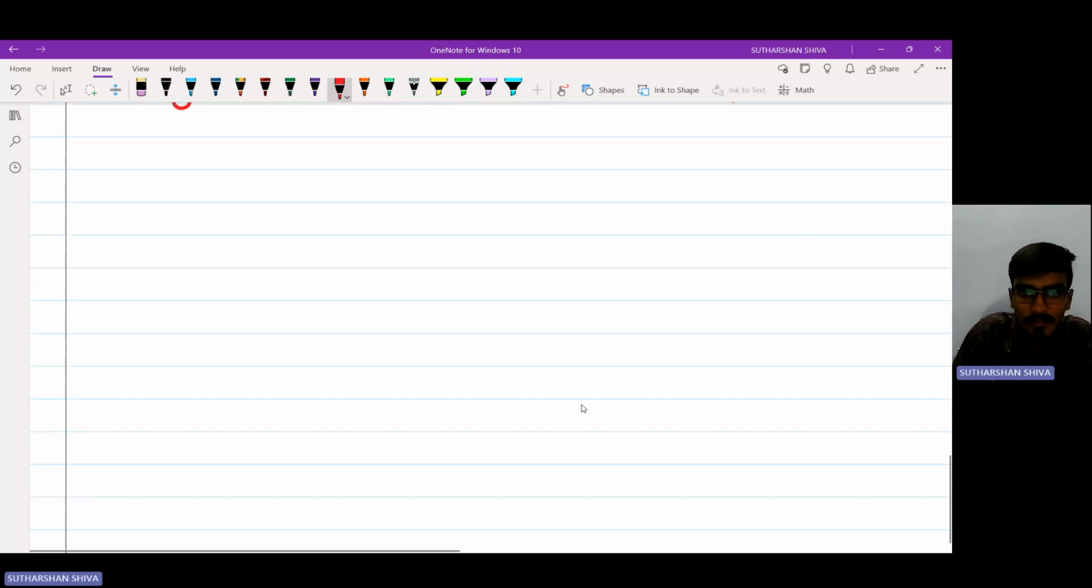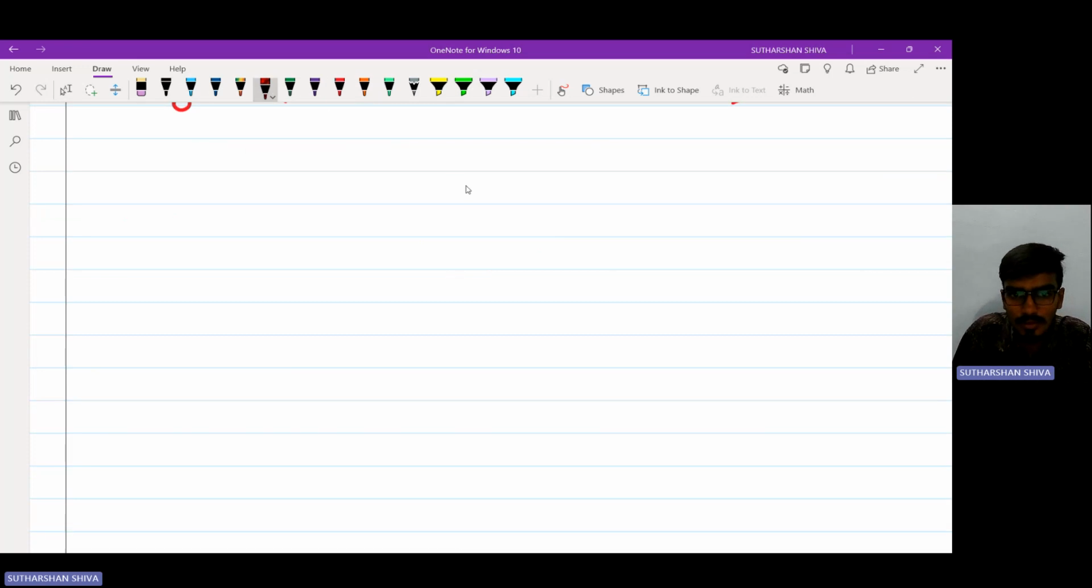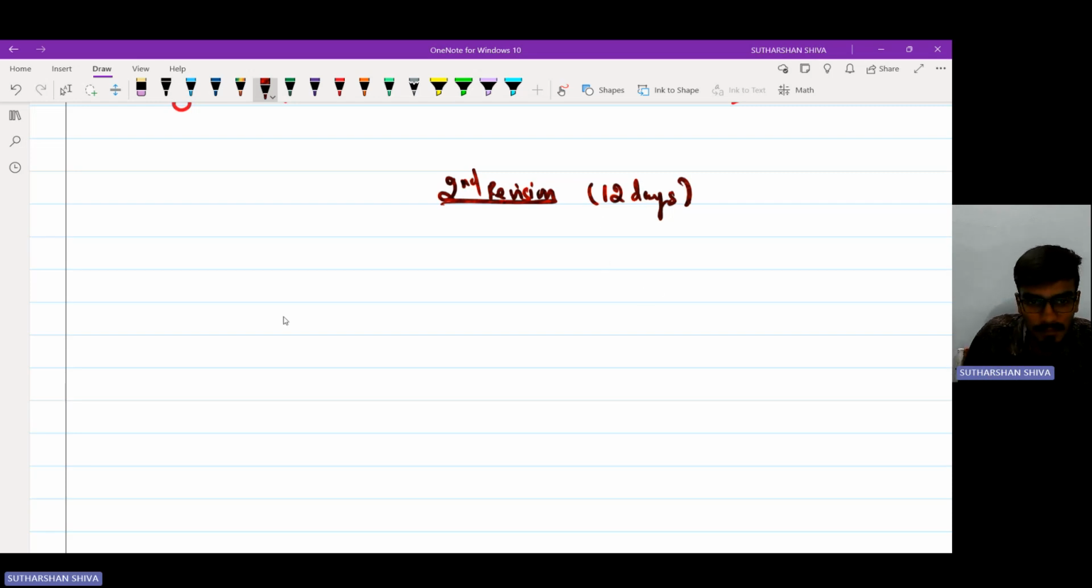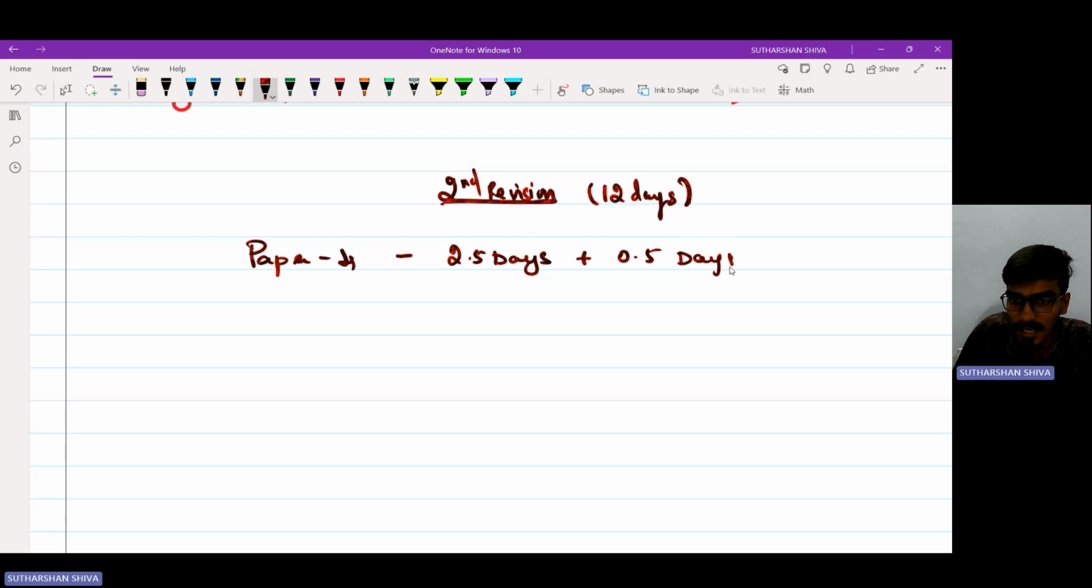Next, we have come up with the most important, crucial second revision plan. In the second revision plan, we are only going to take 12 days, approximately 12 to 13 days. I will tell you the plan. First, you will take paper 4. You will give 2.5 days plus 0.5 days, that is equal to 3 days.